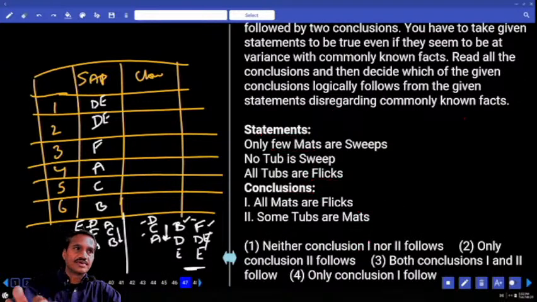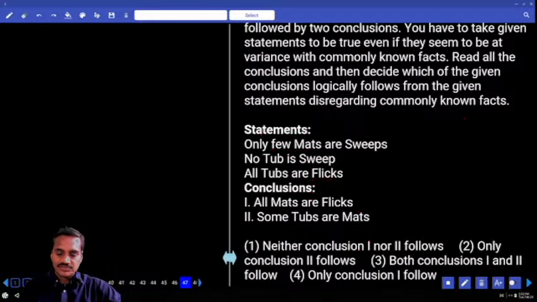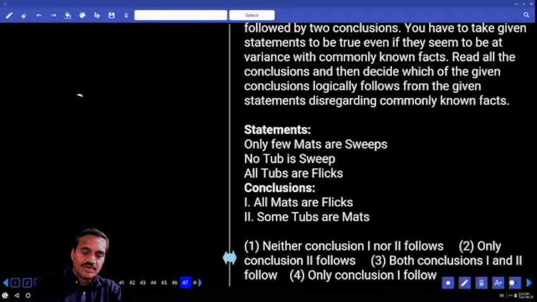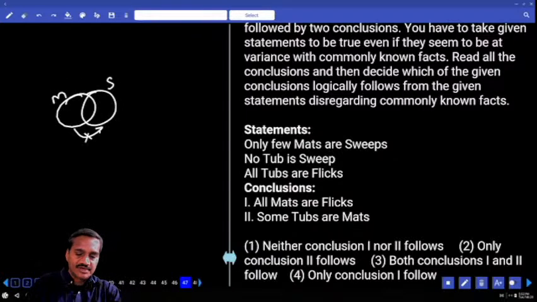Then the next one, 47. Now in this 47, only a few mats are swept. Only some mats are swept, but not all. No tub is swept. No intersection between tub and sweep.